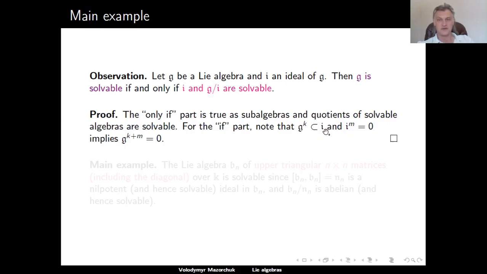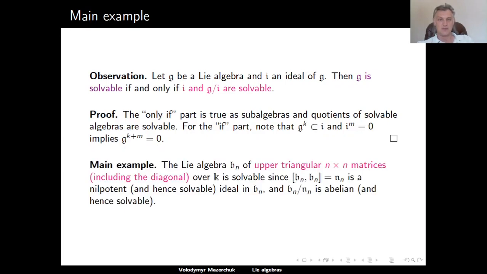Since I itself is solvable, some derived algebra of I, let's say the m's derived algebra, is equal to 0. Consequently, the k plus m's derived algebra of G will be equal to 0, and so G is solvable. So now, as a main example, let us consider the Lie algebra B sub n of upper triangular n times n matrices, including the diagonal matrices.